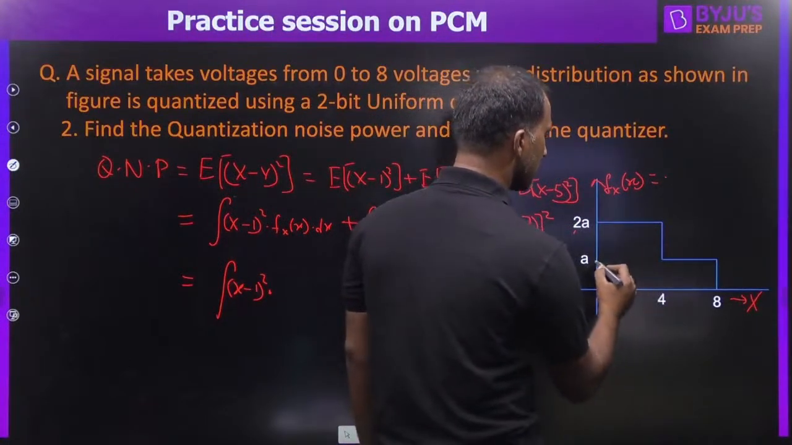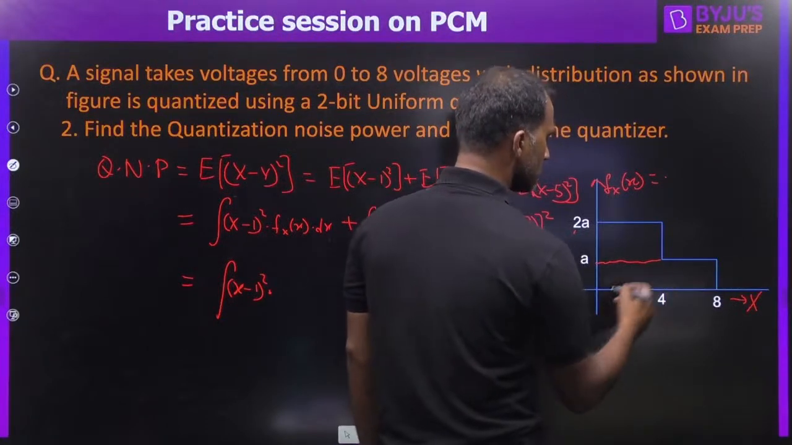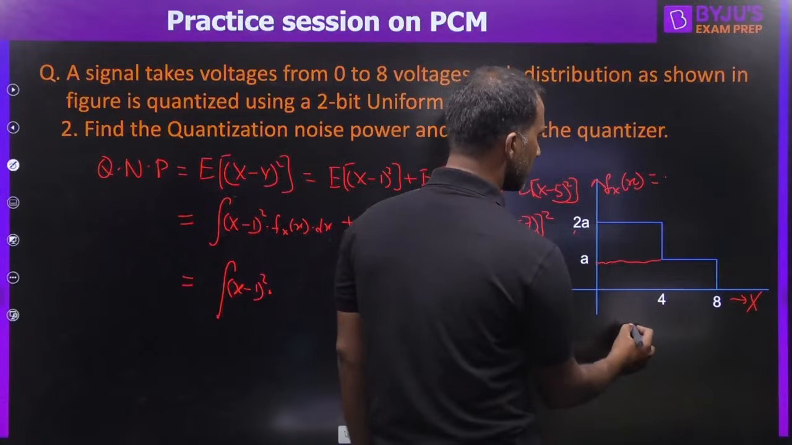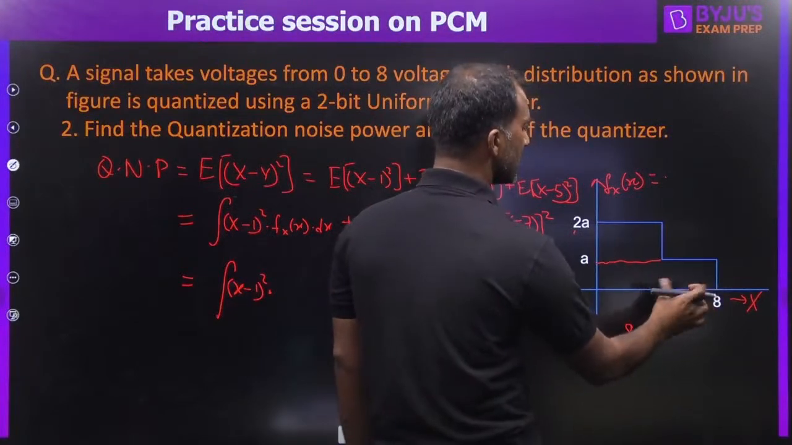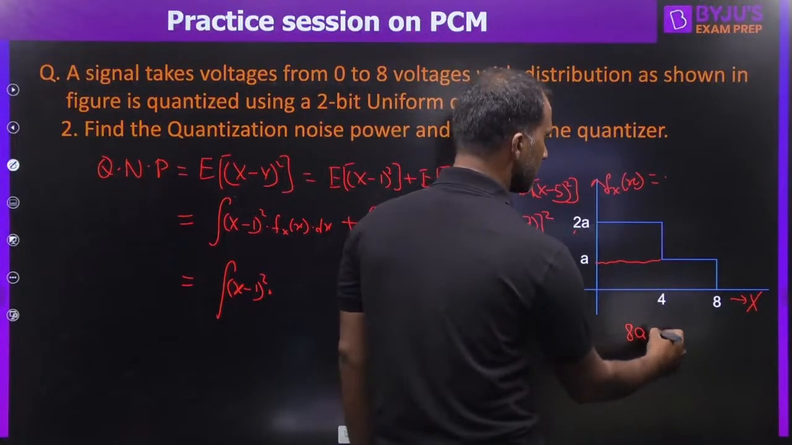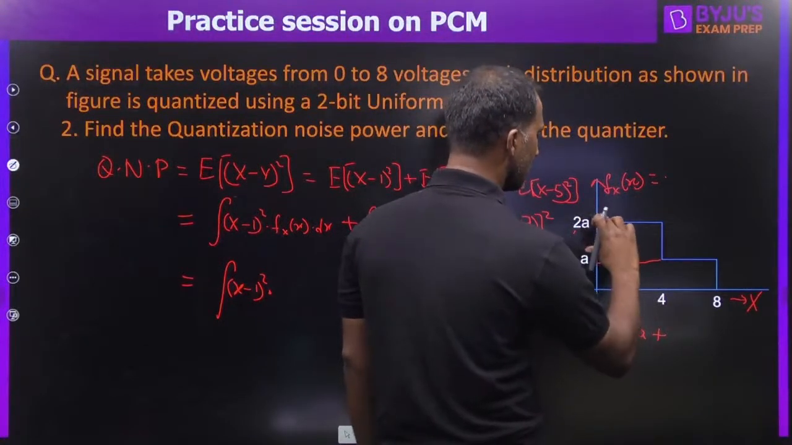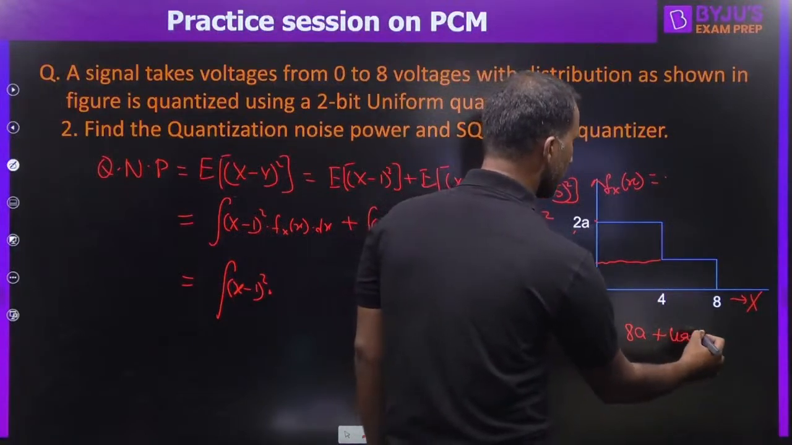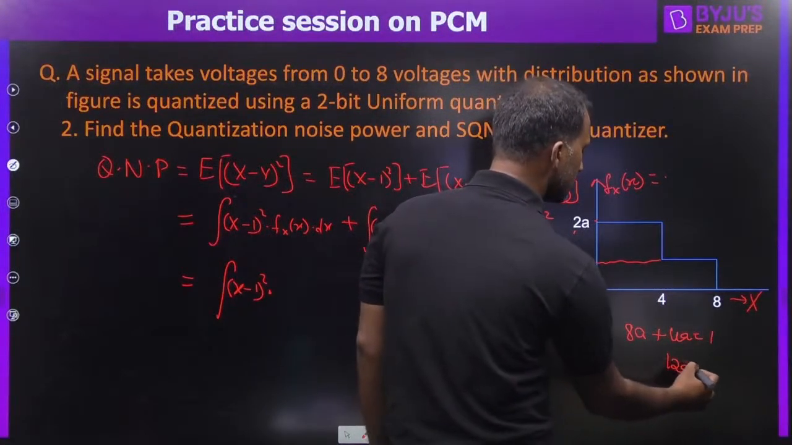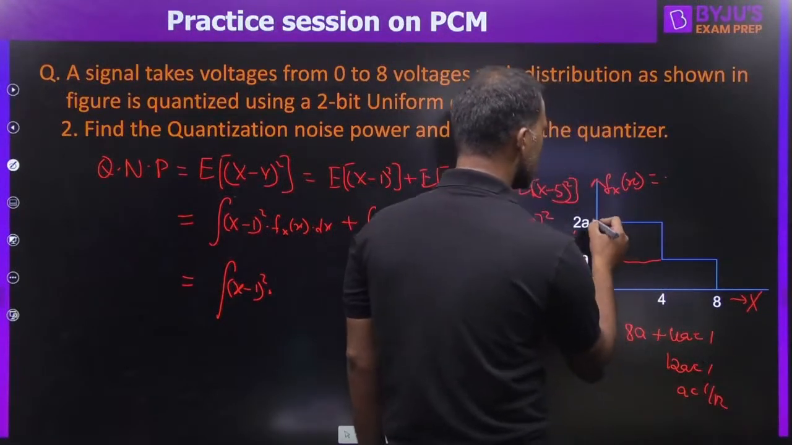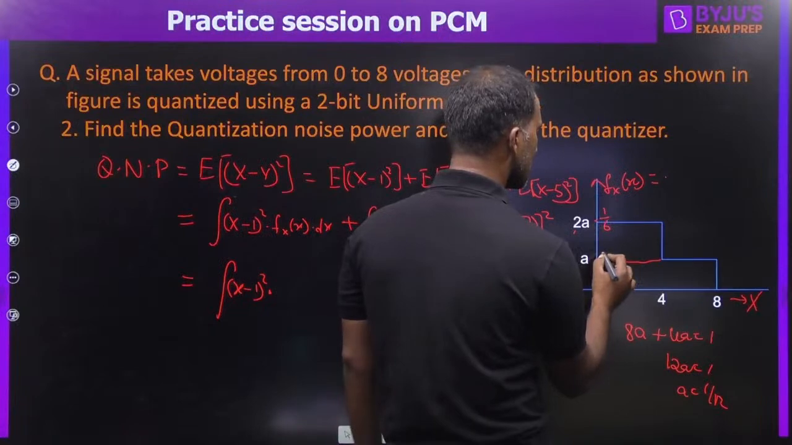Let's divide this into two rectangles. The first, bottom rectangle has width 8 and height a, so 8a is this rectangle's area. Plus this rectangle's area: width is 4 and height is a, so 4a. This total should be 1. So 12a should be 1, and a should be 1 by 12. So 2a means this is 1 by 6 and this is 1 by 12.